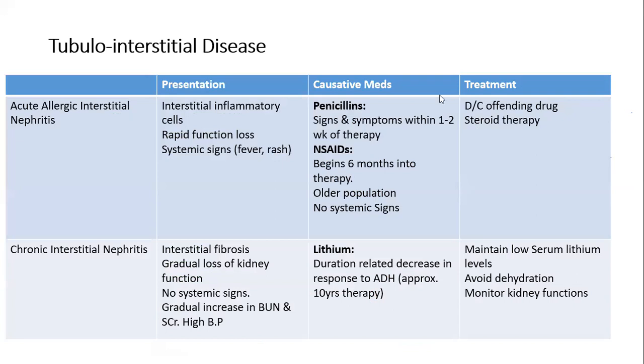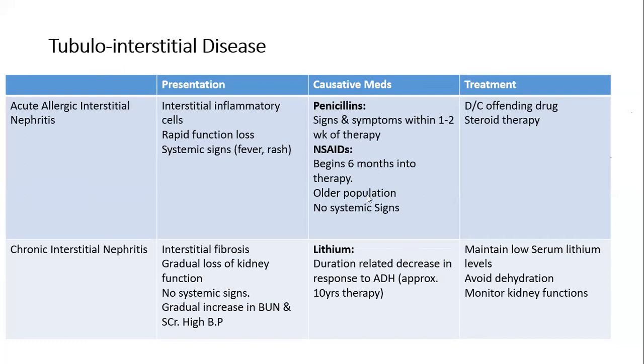Now, there are a few other drugs for which we just need to know what they do and what we should do in that case, like penicillins. They can cause allergic interstitial nephritis. So you have to discontinue. For NSAIDs, 6 months into the therapy, they can cause interstitial nephritis. The older population is usually more involved in that. And there have been studies on steroid therapy to manage that, but there's no confirmation that they're totally effective.